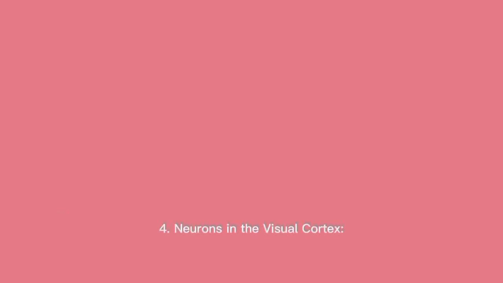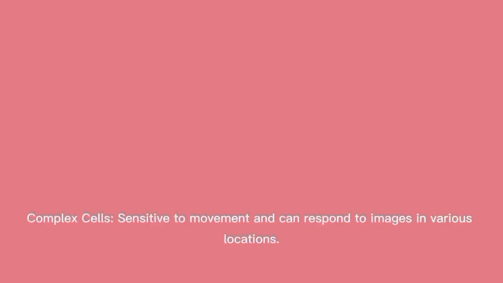4. Neurons in the visual cortex. Simple cells respond to specific angles of light. Complex cells, sensitive to movement and can respond to images in various locations. Hypercomplex cells integrate visual information into complete shapes.